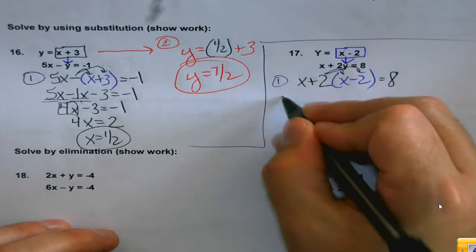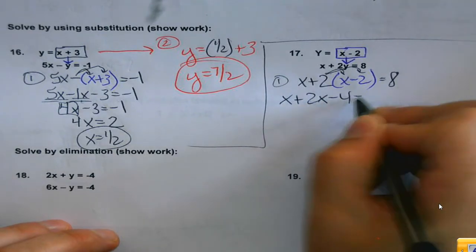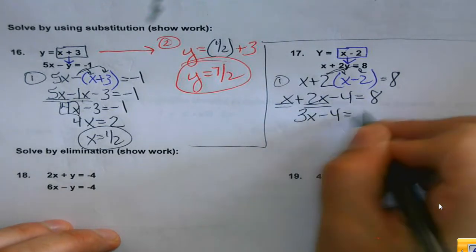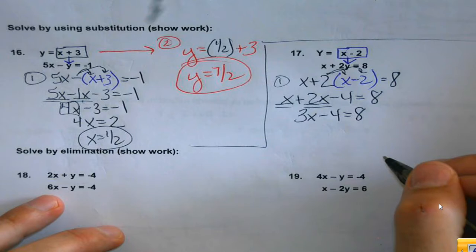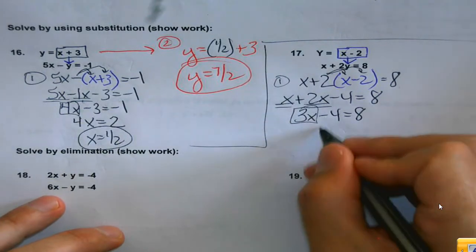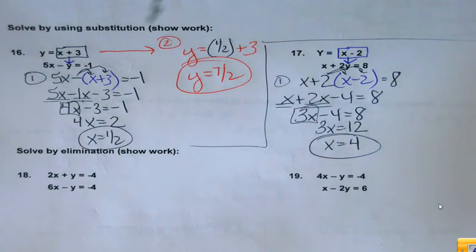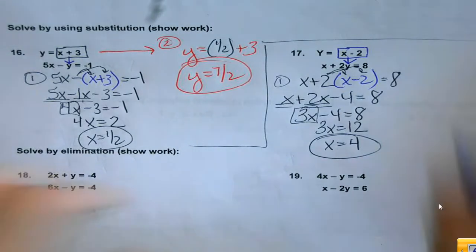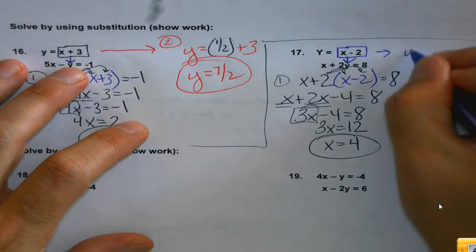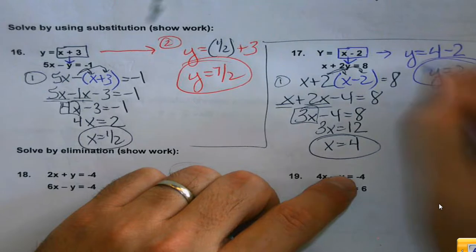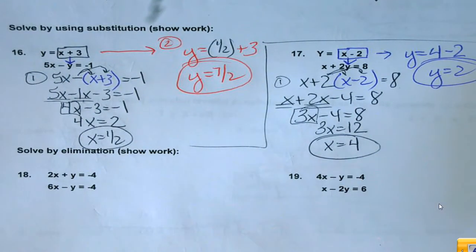Distribute that through. Same side, just combining like terms. Isolate my x term by adding 4. And then I get to do the easy part. Y equals x minus 2. And get my y. But again, same process we're working through, just kind of playing with those a bit.